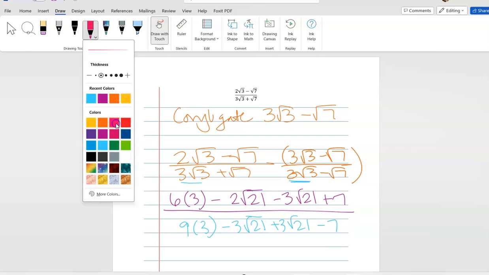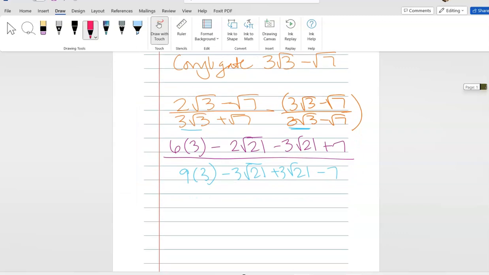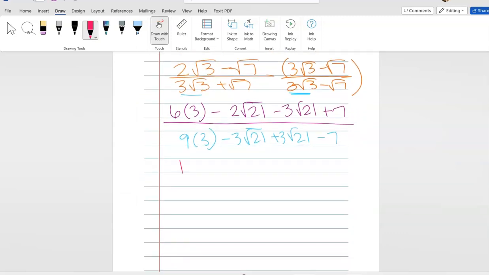Okay. Now I have to clean up, right? So on the top, I have an 18. These are like terms, right? Because they're the same. So I can become this 5 radical 21 plus 7. Down here, 27. Okay, these cancel out, right? Because both of these like terms. And then 3 and 3 cancel out.